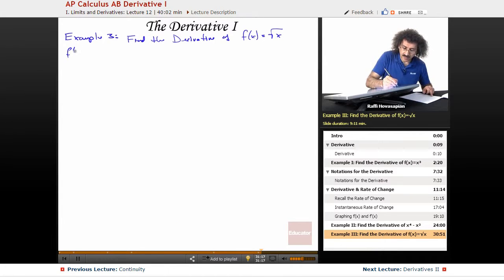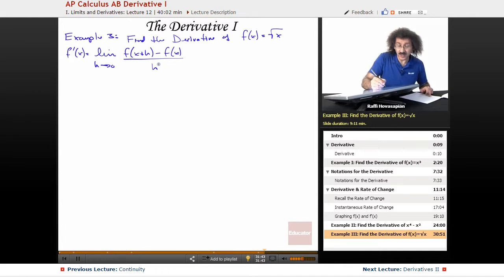So we have f prime of x equals f of x plus h minus f of x. I always write down my definition. See, again, I forgot my limit. It's unbelievable, I remember to take the limit, but I never remember to write it down. Limit as h goes to 0 of f of x plus h minus f of x all over h.